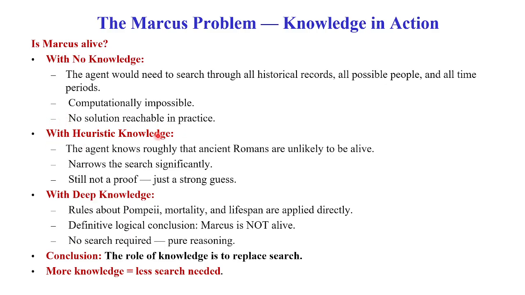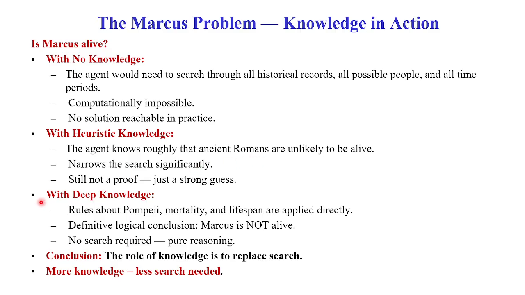Supposingly, with heuristics, you have partial knowledge. You have some facts. The agent knows roughly that ancient Romans are unlikely to be alive. So, when you have some kind of information like this, your search gets significantly narrowed down. But it's not a proof still. But it's again a strong guess based on this fact available.